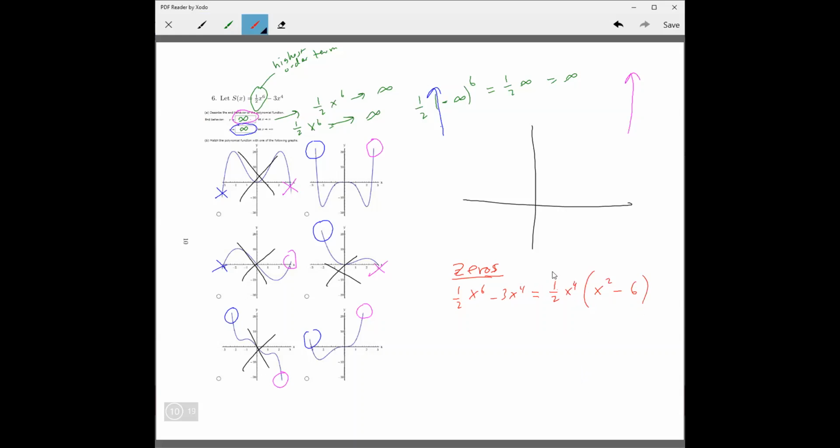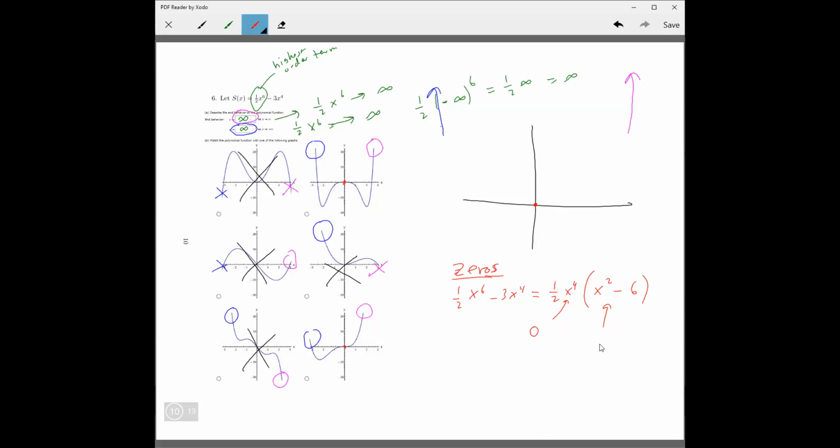So double check here. This is kind of confusing, but if you multiply 1/2 x to the 4th times this, you get 1/2 x to the 6th. And 1/2 x to the 4th times this one, you get minus, the 6 divided by 2 is 3, and then you have x to the 4th. So this factors into that. This one gives me a zero at 0, which means that it's going to go through here, and these both are fine with regards to that.